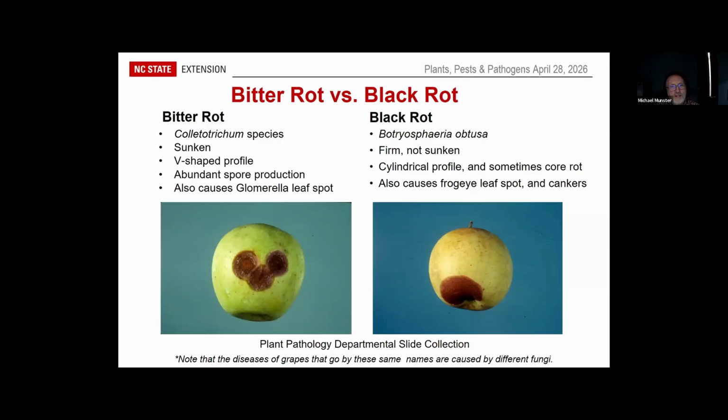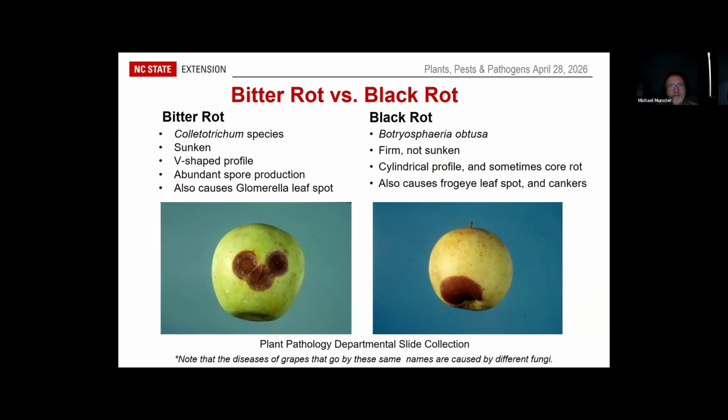When it's on the fruit like this, it will have a sunken lesion. And I'll show you in a moment a picture of what it looks like when the apple is cut open. And there'll be spores produced, kind of salmon colored masses of spores on that decaying area. And this is also the fungus that causes Glomerella leaf spot on the apple.